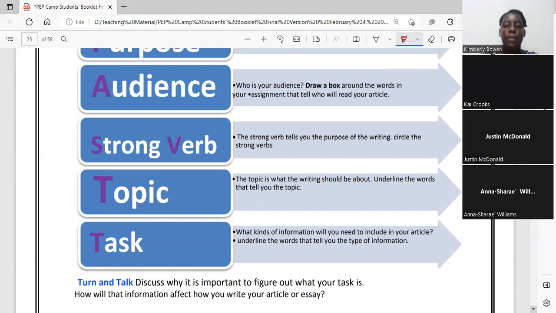Why do you think it's important for us to figure out the task? Miss, can I try? Yes, you can. Miss, it is important to figure out what your task is. For example, you're doing a quiz, and the question is just an example.